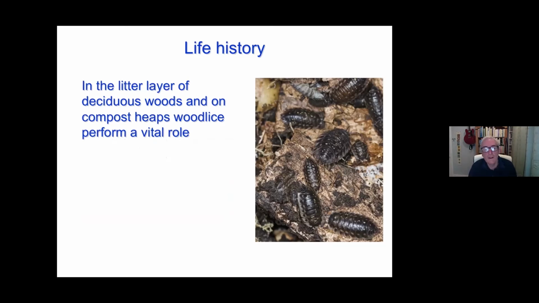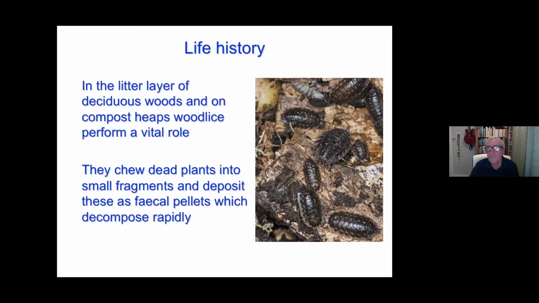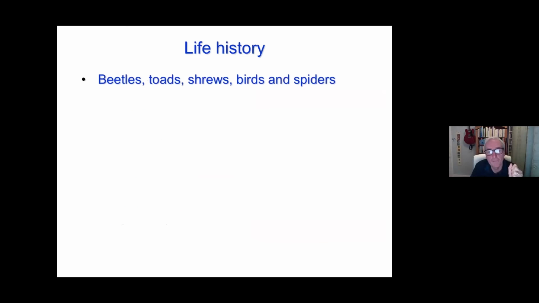So anywhere, in a compost heap or in a woodland, they're essential to breaking down, chewing through. But because of this process of chewing and re-chewing their droppings, what comes out the other end is very rich. The droppings are much easier for other species to break down and continue that whole decomposition process. So they're really important in that respect. They're also, as mentioned, a very good food source for lots of things, from beetles and toads and birds and spiders.